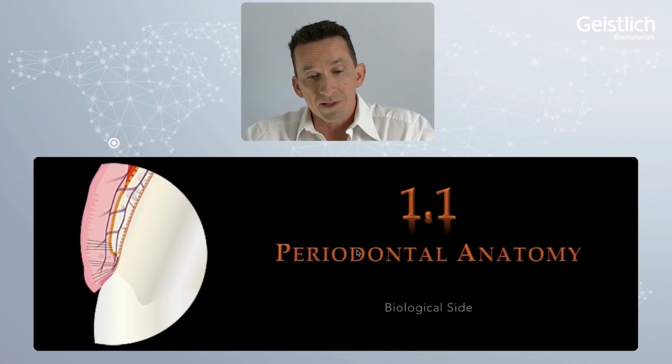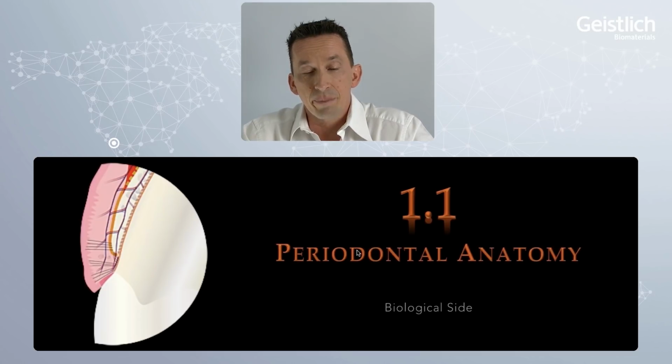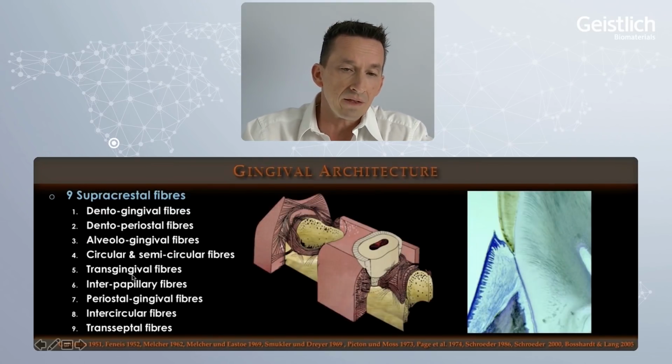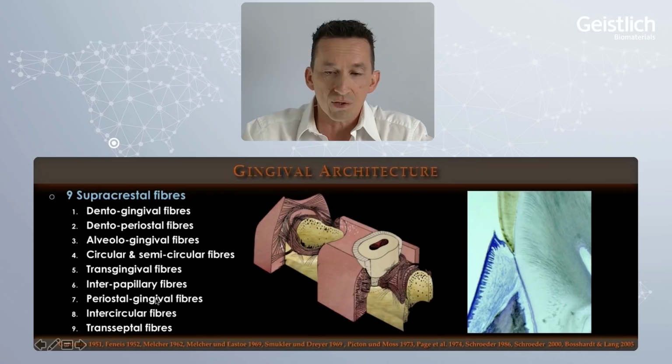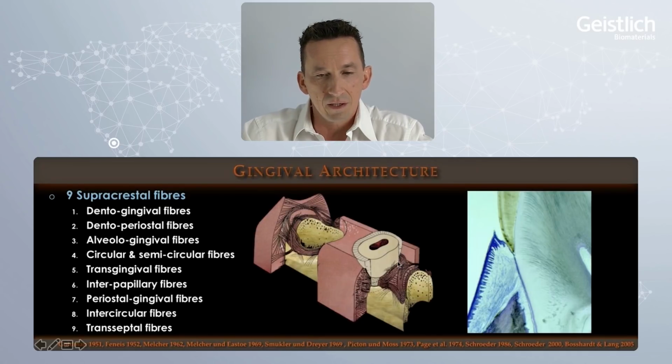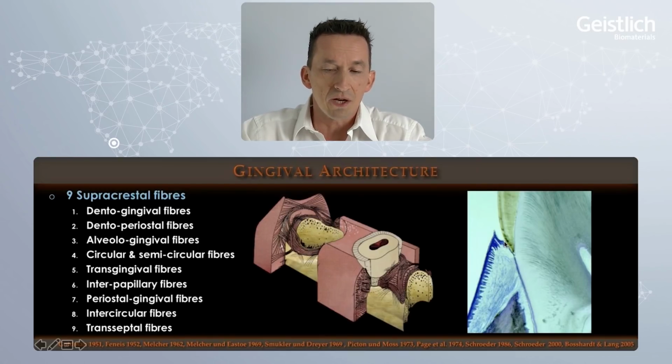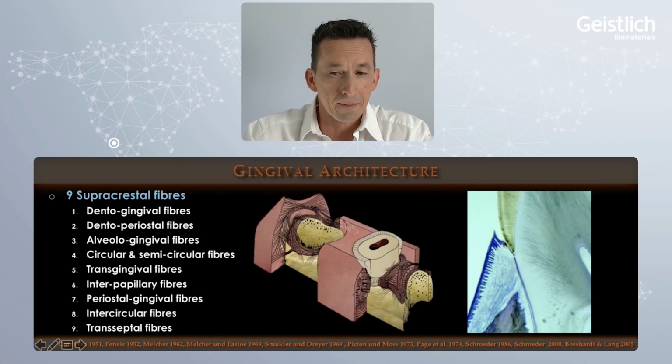Let's talk about first the periodontal anatomy, so the biological side. We know these are the gingival fibers we have around the root, and we know if we would place a crown here, we can just hide the crown in the sulcus without damaging the biologic width.